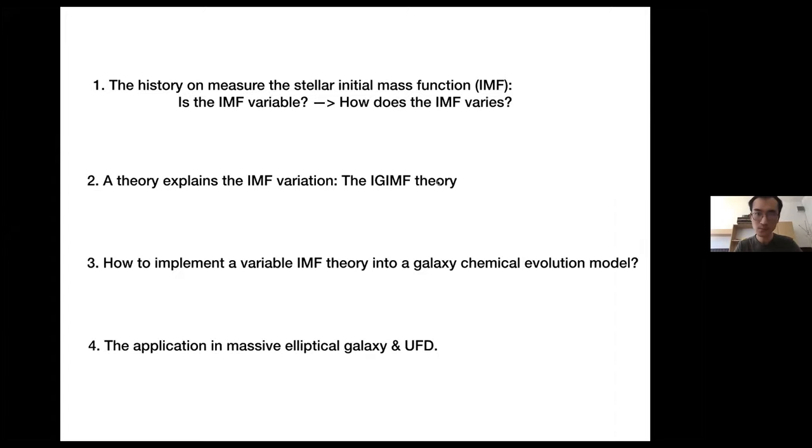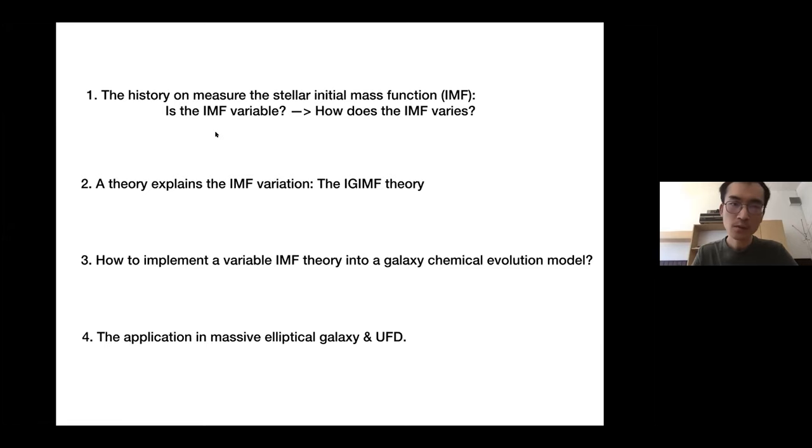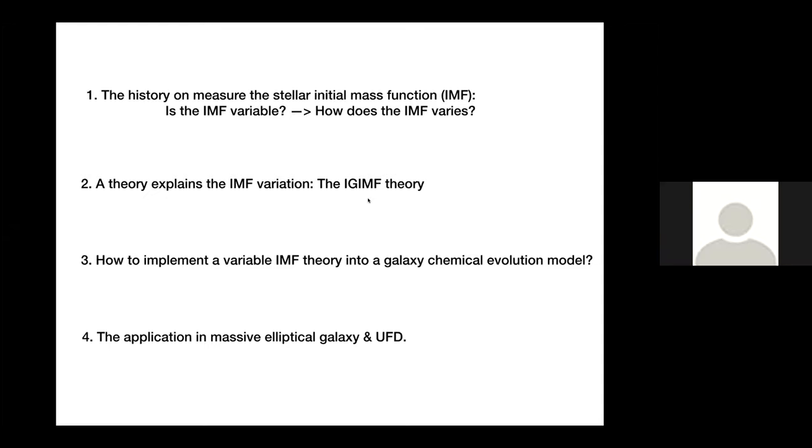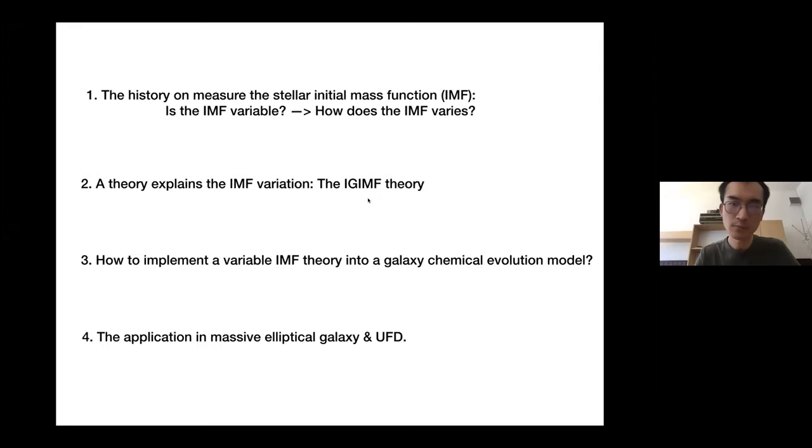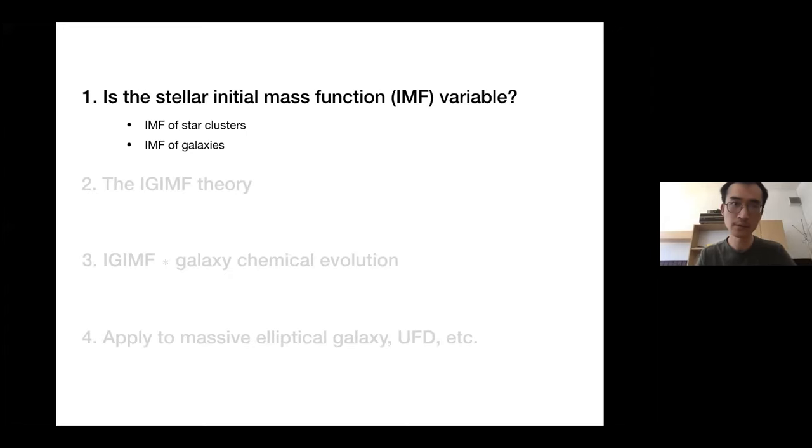History of the measurements on the stellar initial mass function. Basically, it's a change of mindset from whether the IMF is variable to now, people try to constrain how the IMF varies. The second part of my talk, I will introduce the IGIMF theory, which gives an explanation of the IMF. And in the third part, we implement the IGIMF theory in the chemical evolution model of galaxies. And finally, I will show two examples of such implications.